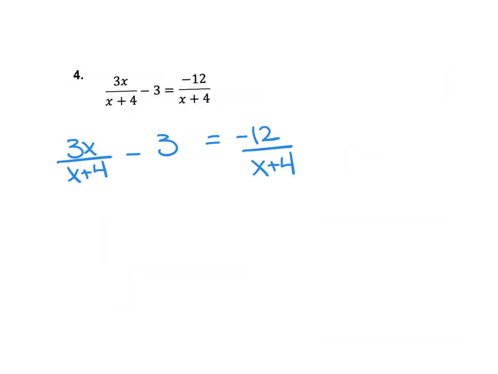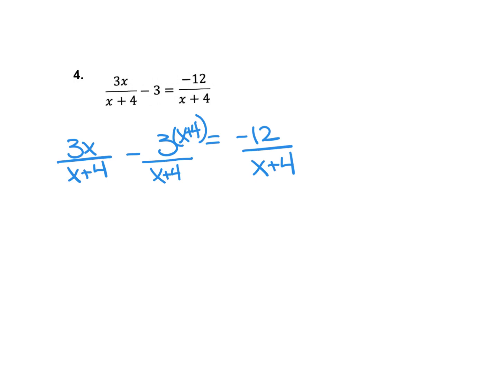All right, question number 4. I just rewrote it because I needed a little bit more room. But notice how we have x plus 4 as a denominator, we have x plus 4 as a denominator, but we have to deal with that minus 3. That also needs to have a denominator of x plus 4. And in order to get that to have a denominator of x plus 4, what I do to the bottom, I have to do to the top. So I'd have to multiply an x plus 4 on the top.